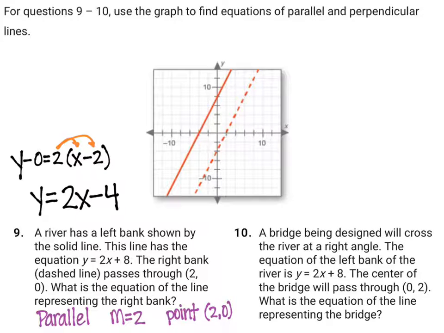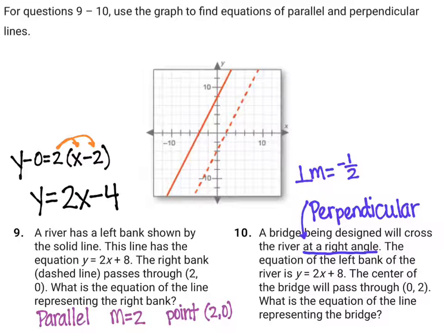And the last question is saying the bridge, and they're talking about a bridge that's going to be perpendicular. What do we say? I don't see the word perpendicular anywhere in here. Nowhere does it say perpendicular. But it does say a river at a right angle. And remember, that means perpendicular. When two things intersect at a right angle, it's perpendicular.